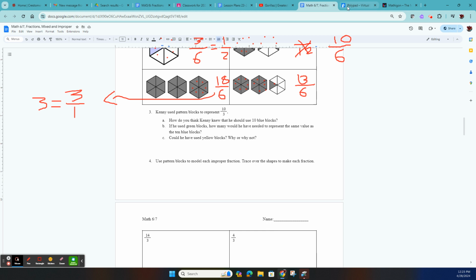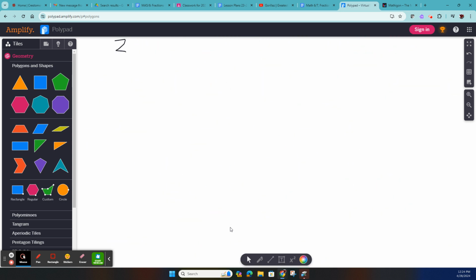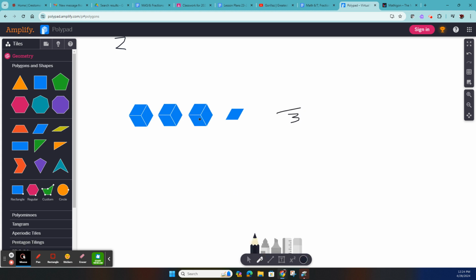B, if he used green blocks, how many would he have needed to represent the same value as the 10 blue blocks? Well, let's go back to Mathagon here. Okay, and I've got a real big mess here. I'll scroll down. Okay, so they want 10/3. I'm going to pause it while I build that. And presto, boom, there it is. I'm talking thirds because it takes 3 parts to make 1 whole. And how many do I have total? Well, 3, 6, 9, 10. 10/3.